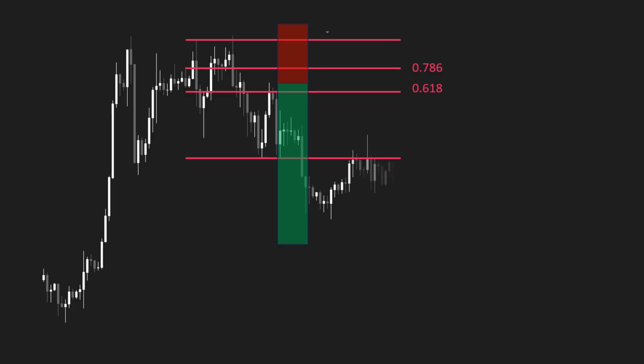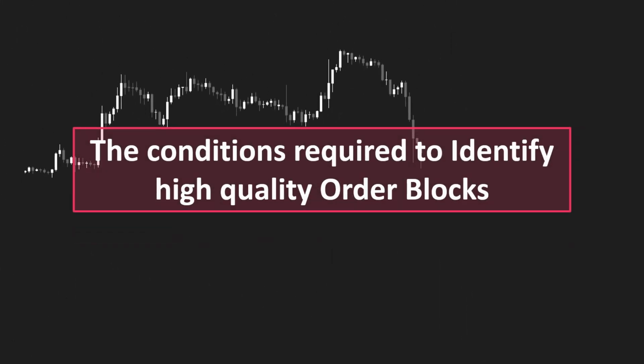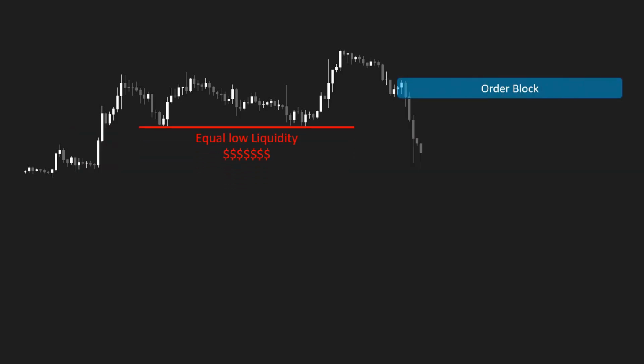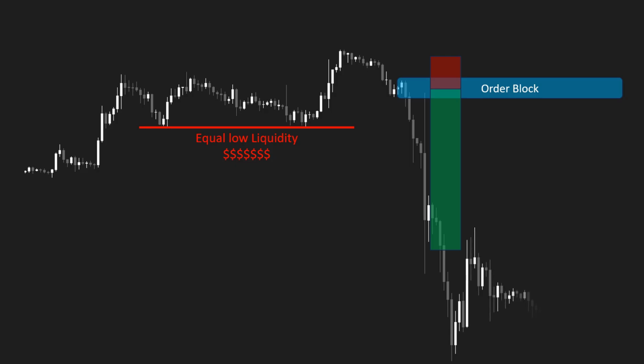Why do we do this? To give price enough room to breathe while ensuring a safe entry. Now, let's dive into some of the conditions required to identify high-quality order blocks. Not all order blocks are created equal. Some are high probability, and here's the secret: look for order blocks that are created after taking out liquidity.